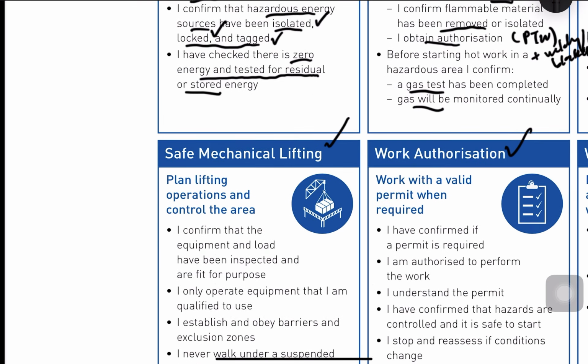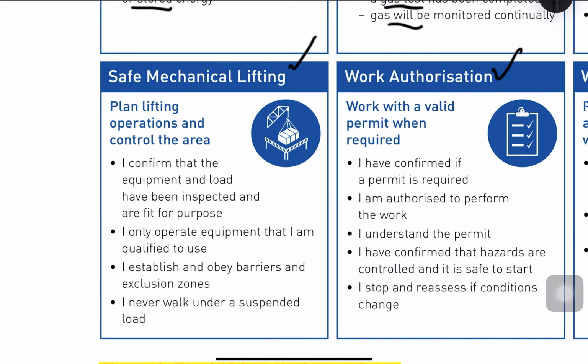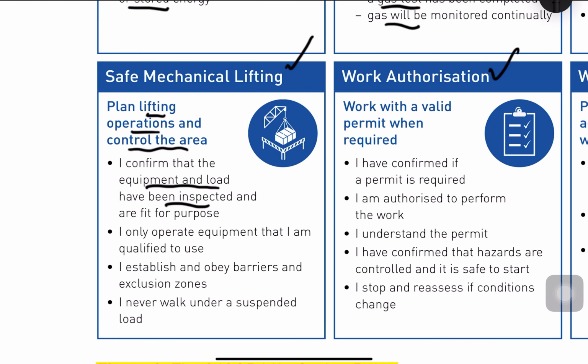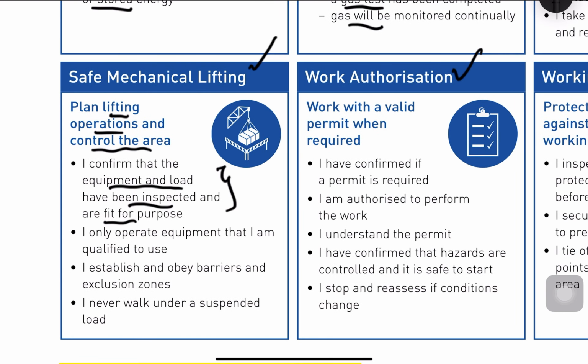Alright, next. Safe mechanical lifting, plan lifting operation, control the area. I confirm that equipment and load have been inspected, fit for purpose. So basically, you have to have an inspection checklist to ensure that all your equipment is intact. At the same time, you need to have a lifting plan to ensure that the load that you are lifting is not more than the factor of safety.